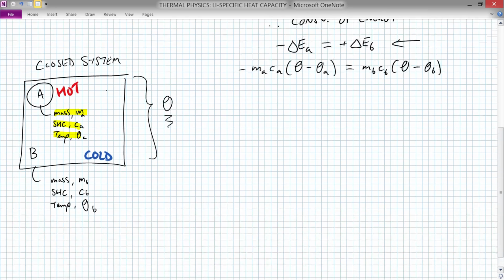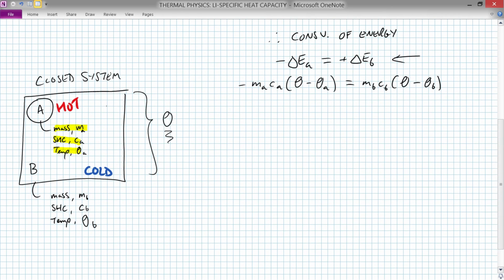So, digressing, moving on. I'm going to expand these brackets, so that's going to be minus the mass, the specific heat, and the final temperature, minus minus, so plus the same mass, specific heat, and the initial temperature for body A, the ball, and do the same on the other side, minus MB, CB, theta B.